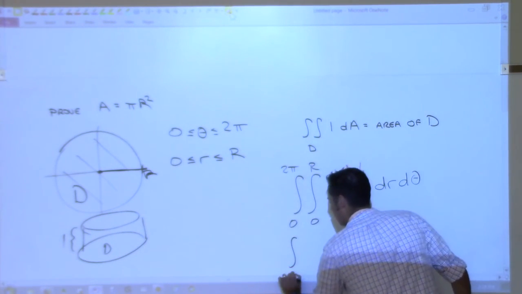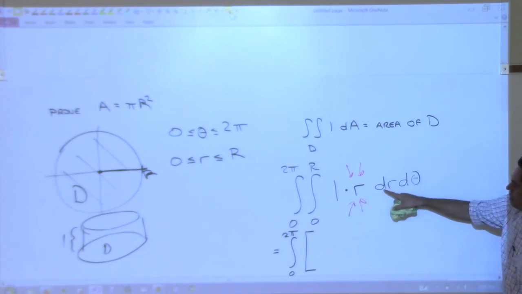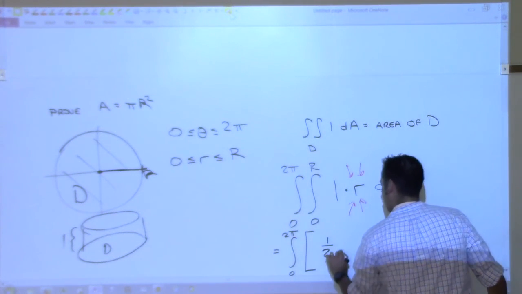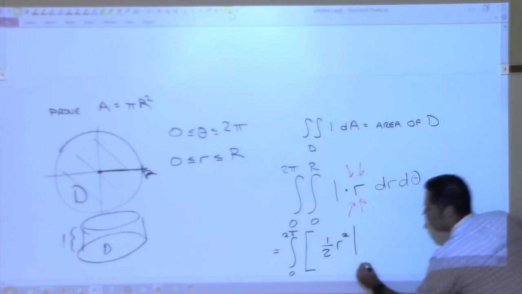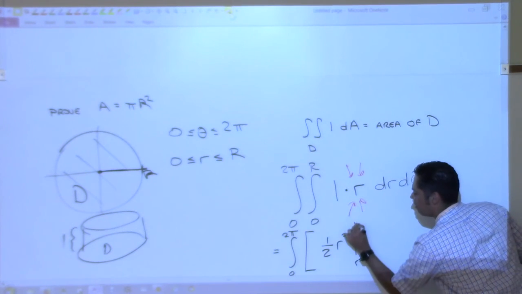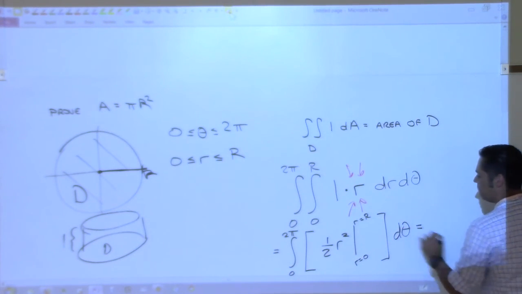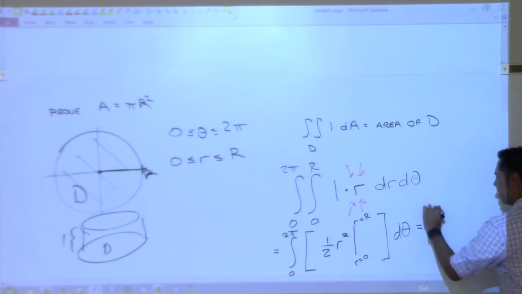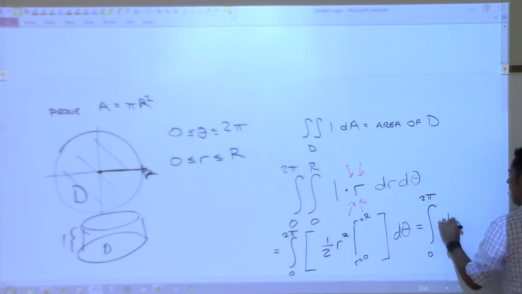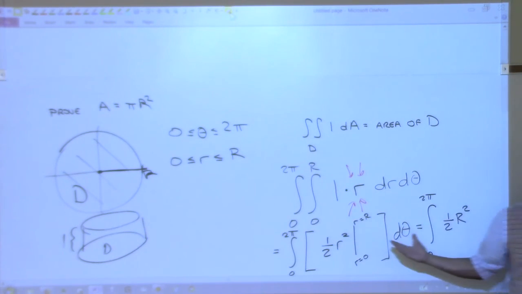I'm going to do this in plenty of time. 0 to 2 pi, the inner integral. What's the antiderivative of r with respect to r? 1/2 r squared. And I'm going to evaluate that from where? From little r equals 0 to little r equals capital R. And then when I'm done with that, I'm integrating with respect to theta. So plug capital R in, and what do you get? You get the integral from 0 to 2 pi of half of big R squared, right? And then you plug 0 in, and it's gone.